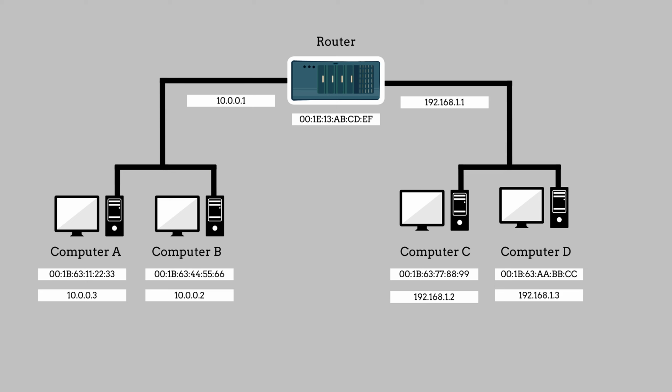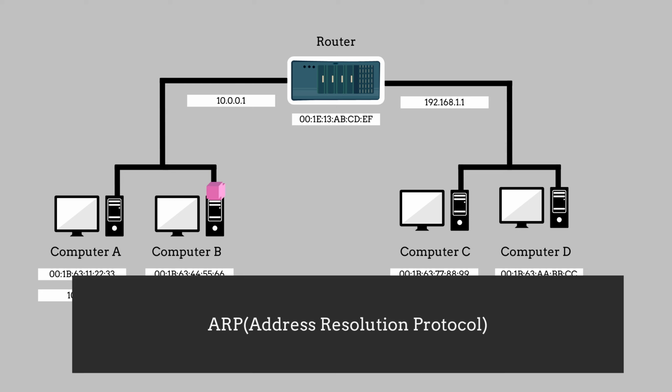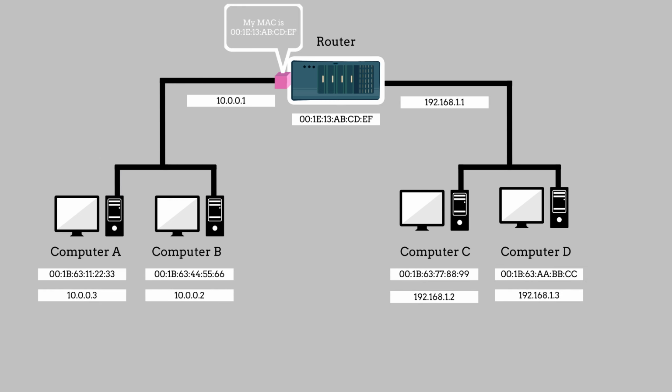So, to find out the router's MAC address, computer B will broadcast an ARP or Address Resolution Protocol request to all devices within its network. In essence, this ARP request is asking, who owns this IP address? The device owning the IP address, which in this case is the router, will then respond with its MAC address. Once computer B gets the router's MAC address, it places its own MAC address as the source MAC address, and the router's MAC address as the destination MAC address and sends the data to the router along with the IP address of computer D.